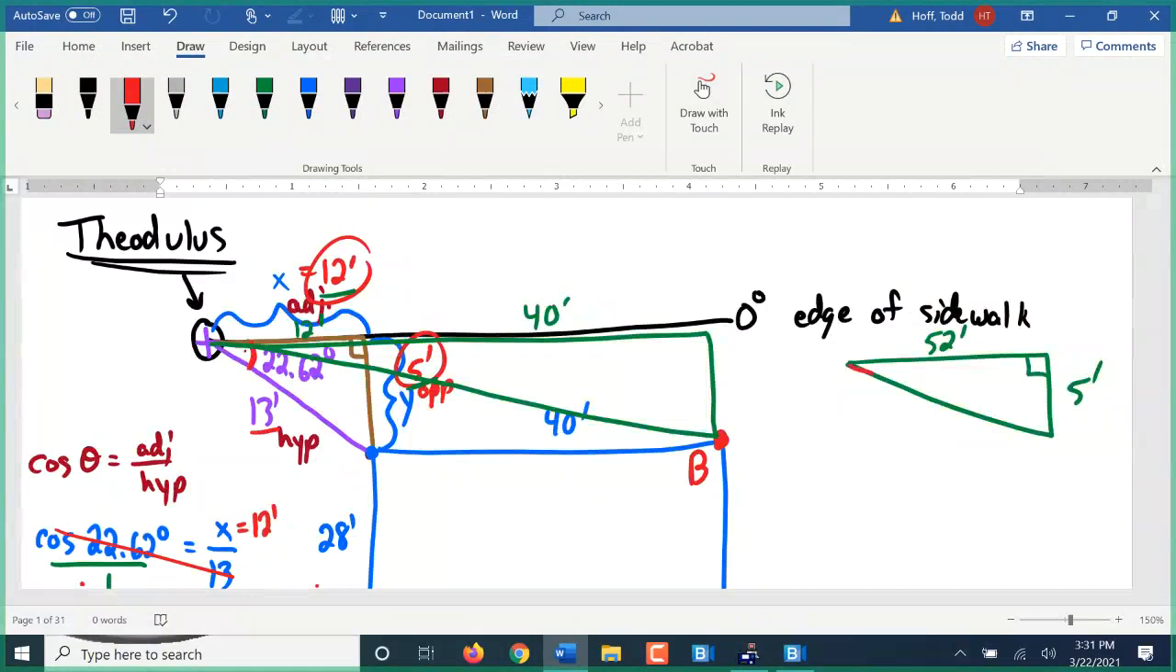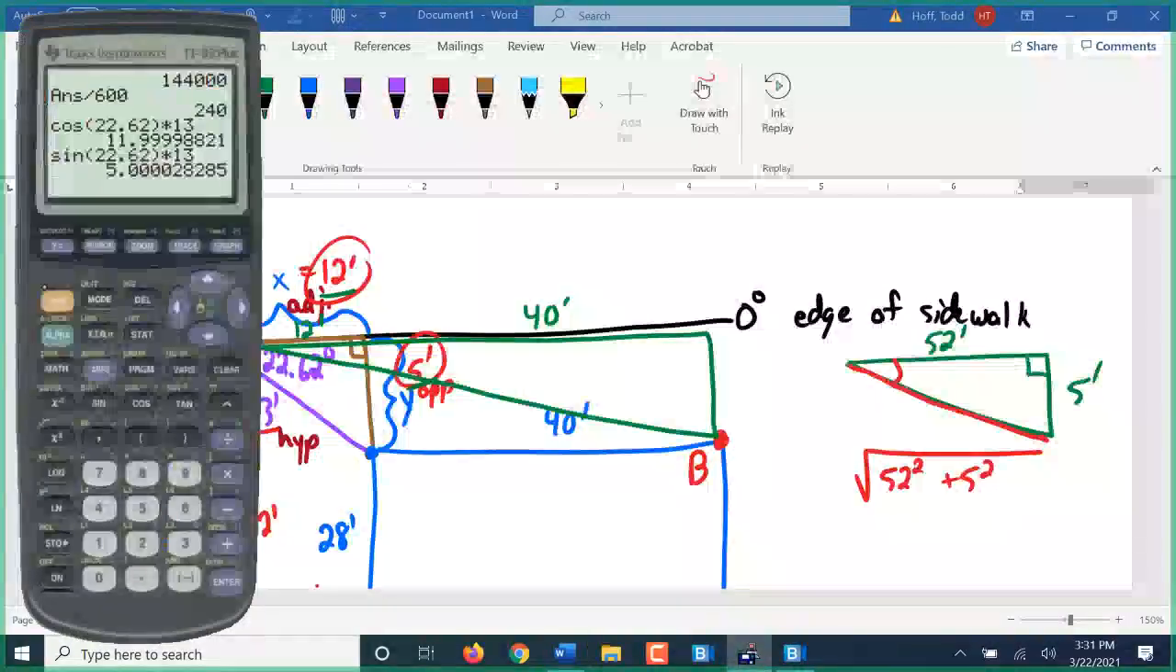I want to know this length and this angle. The length is easy. How do I find the length? You got it. Square root of 52 squared plus 5 squared. 52.24 feet.